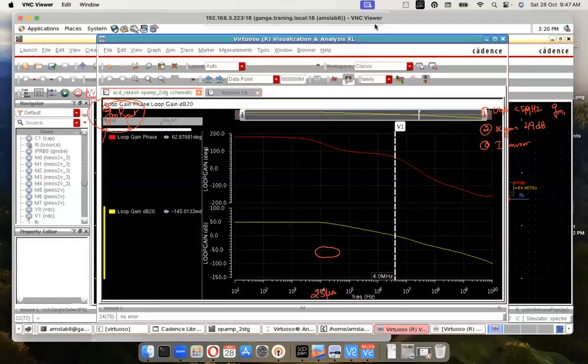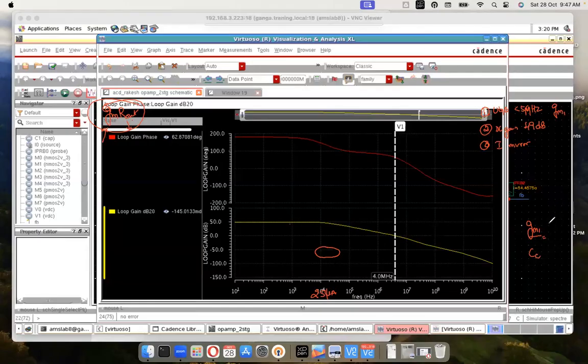What is our unity gain bandwidth? It's GM1 by CC. What is GM1? Now we are achieving what, 70 micro, 73 micro, I guess, divided by CC, which is 2.5 picofarad. Okay, where's my calculator? Probably not here. That's fine. Somewhere around 73 by 2.5 megahertz.